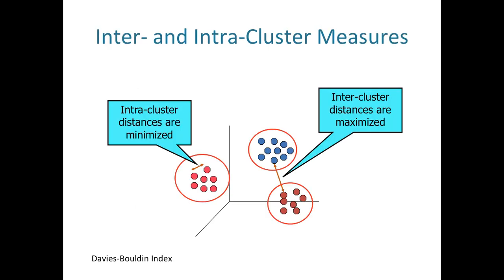What it measures is basically the distance between the points within a cluster and the distance between clusters. As you can imagine, whenever we are clustering, we want our algorithm to put together the points in such a way that the intra-cluster distances are minimized, but the inter-cluster distances are maximized. So we want the points to be really densely put together into a cluster, but we also want the clusters to be as separated as possible.